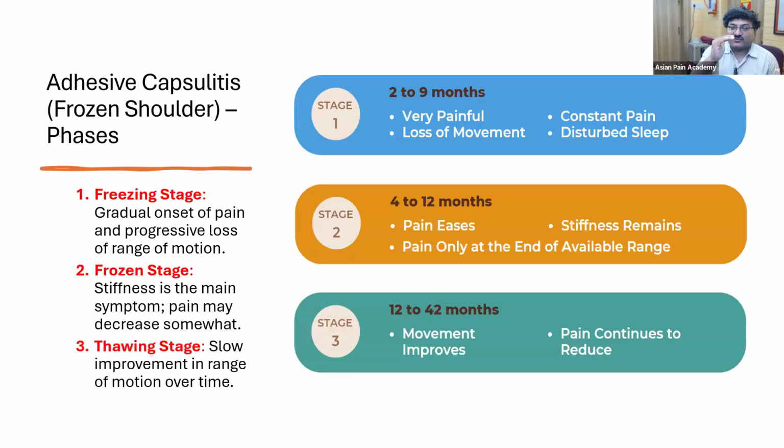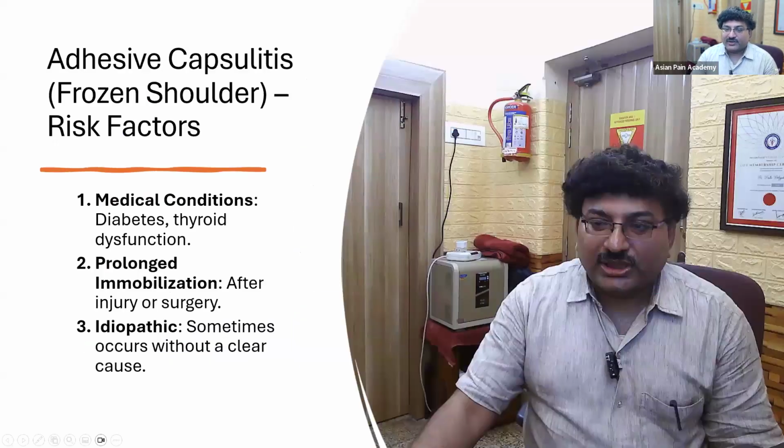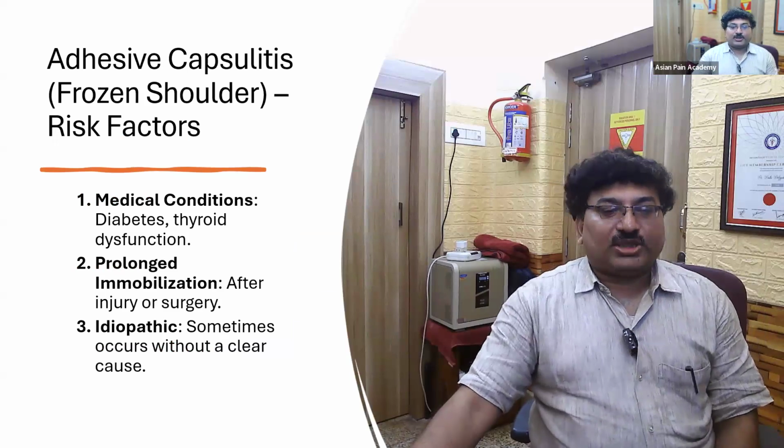So three stages: first is the freezing stage, gradual onset of pain, then progressive loss of range of motion, followed by the frozen stage where the pain reduces and stiffness prevails, and then slow improvement, and the range of motion improves over time. So altogether it can take 12 to 42 months. Now with treatment you can reduce it, and actually you can give a more functional shoulder for the patient.